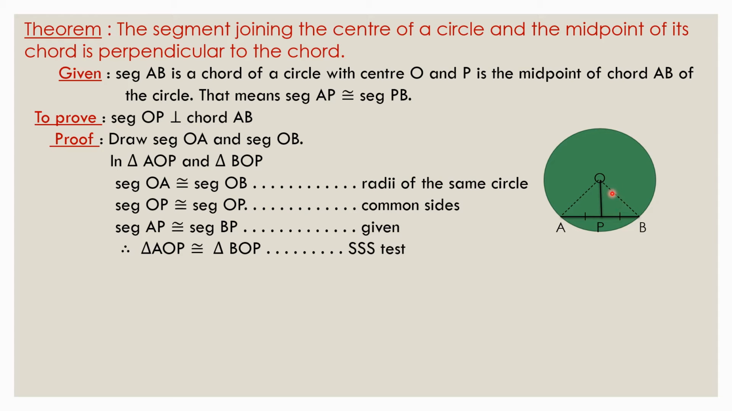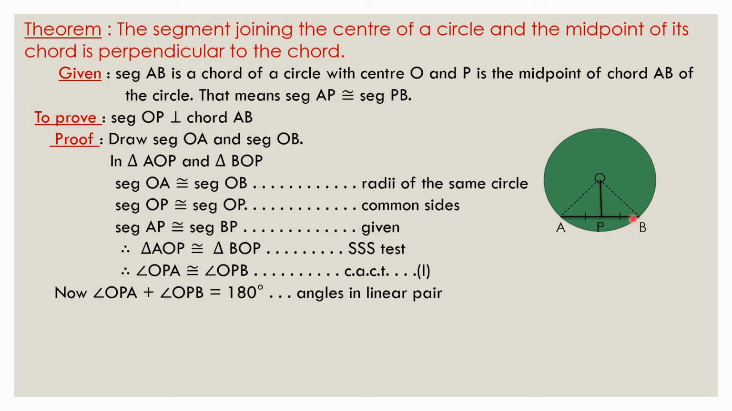And by CACT, angle OPA is congruent to angle OPB. That is equation number 1. And now these two angles are linear pair angles. Therefore, angle OPA plus angle OPB is equal to 180 degrees because angles in a linear pair. And from equation 1, OPA is equal to OPB. Therefore, here I am rewriting this equation.